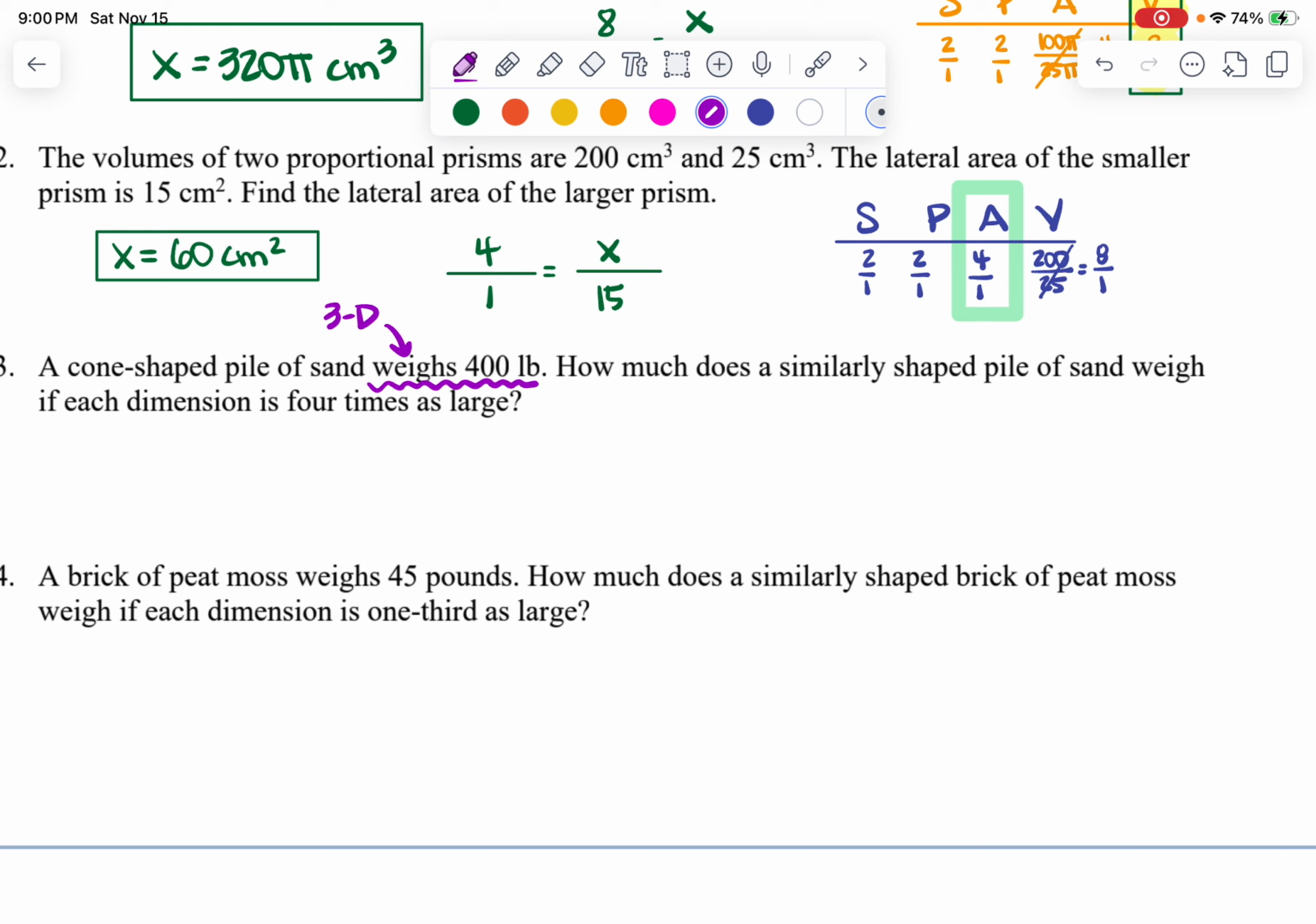Anytime you see a question about weight, right? Weight has to do with mass, right? Mass has to do with volume. Again, I know they're not synonyms of each other, but they are technically 3-dimensional measurements. Okay.